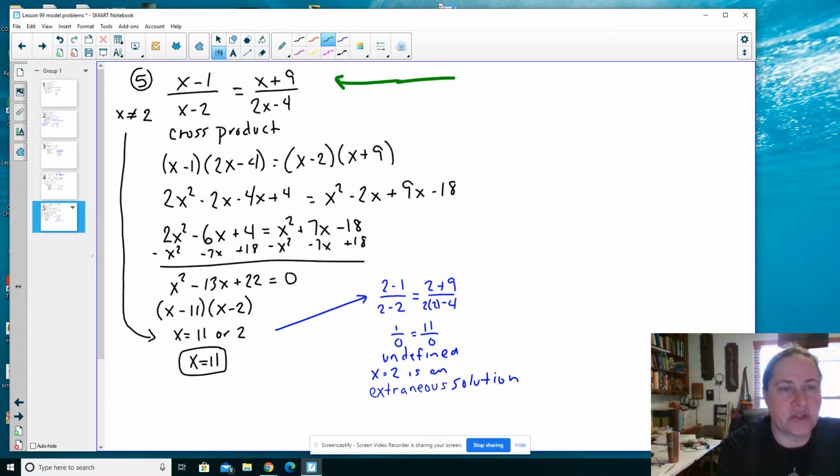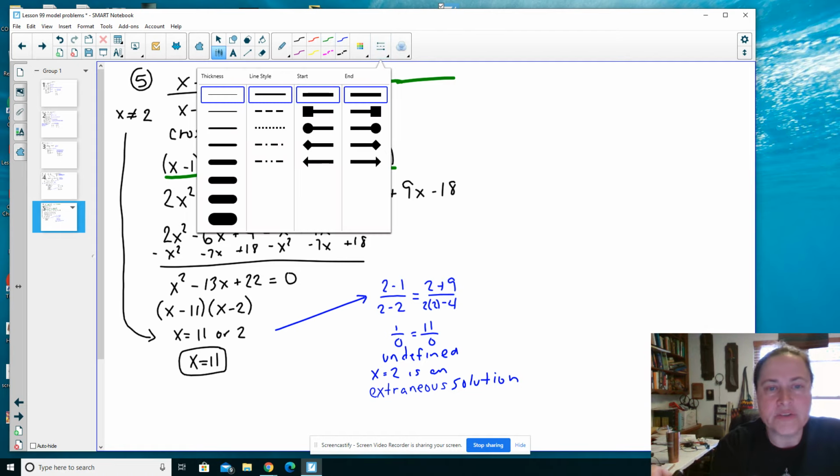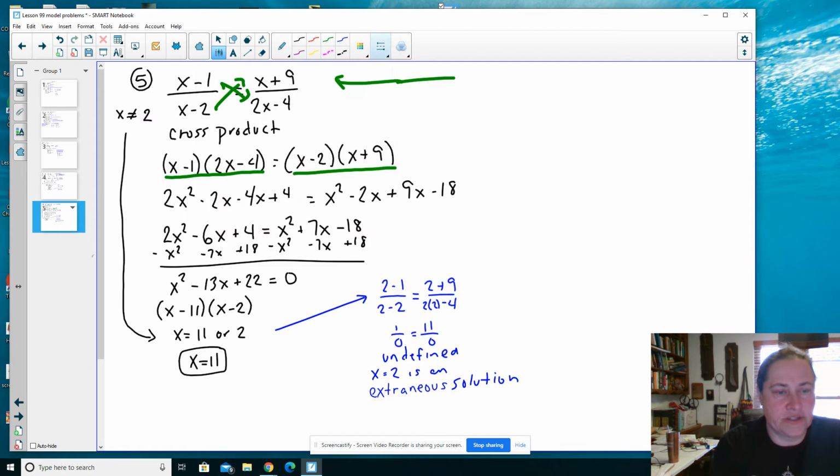So that means I'm going to use the numerator of the first times the denominator of the second, (x - 1) times (2x - 4), and the denominator of the first times the numerator of the second, (x - 2)(x + 9). So then my next step is I need to start simplifying.